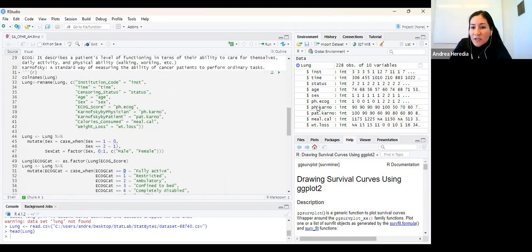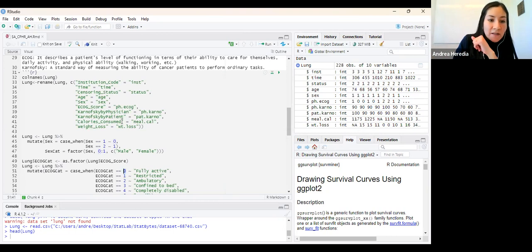PH cardinal and PAT cardinal, that's a different score. Basically, it's the Karnofsky performance score. It goes from 0 to 100, 0 being bad and 100 being good. The PH one is the one that's rated by the physician, and the PAT one is the Karnofsky score that each patient gives to themselves.